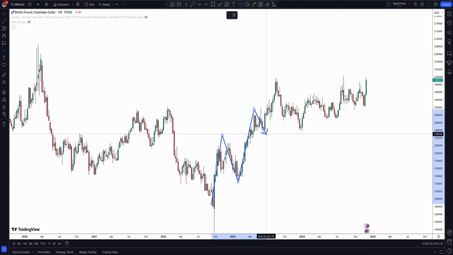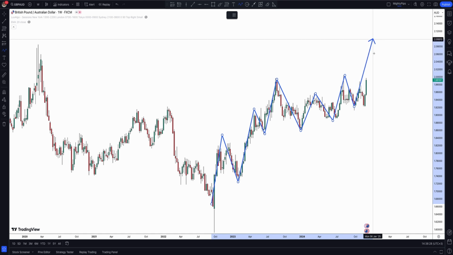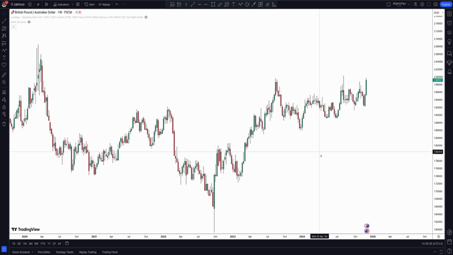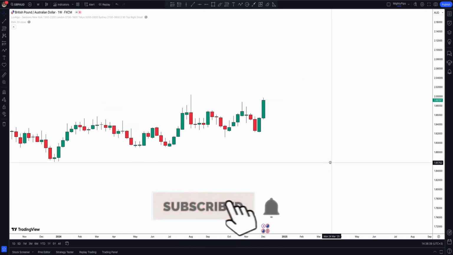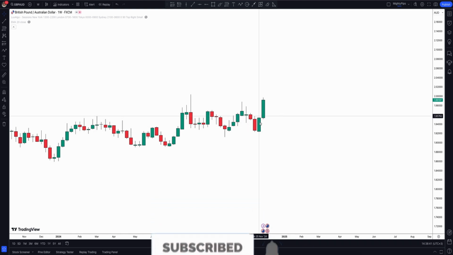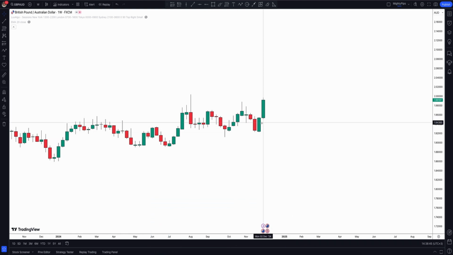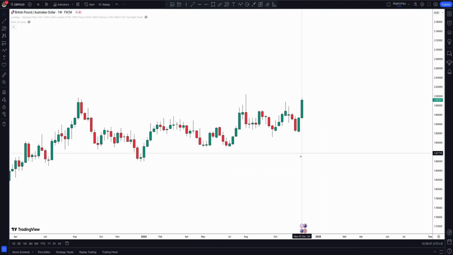It's creating higher highs and higher lows right here, as you can see, with some periods where it creates lower highs, but it is generally creating higher highs and higher lows. It is heading up. The market is heading up for GBP AUD on the weekly chart. Now, the most recent weekly candle that closed is a bullish candle, and the trend is heading up.